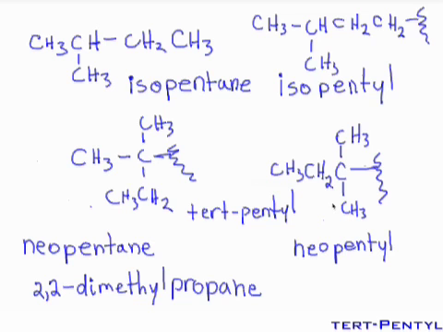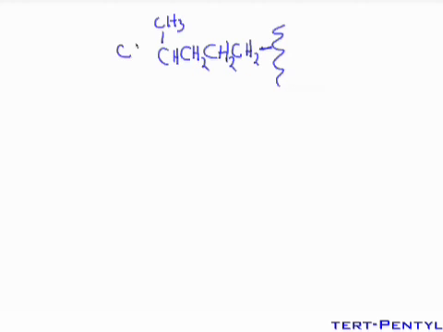But you might begin to notice a pattern with the terms iso and neo. What do you mean? Well, suppose I have a long carbon chain, and off of that chain I have a CH2, a CH2, another CH2, a CH, and then a CH3, and a CH3.